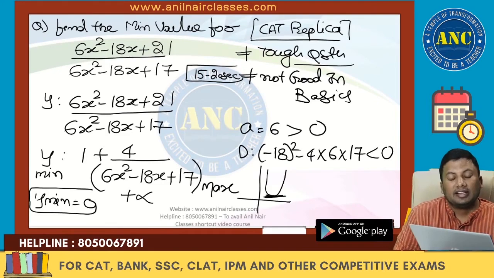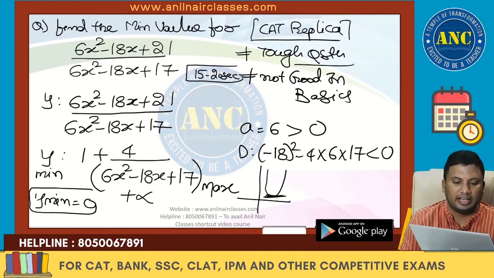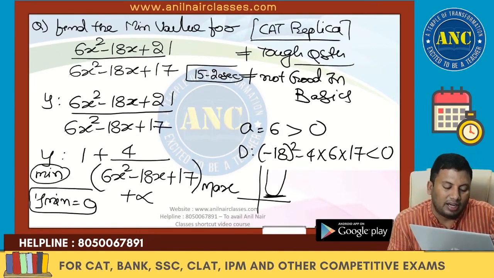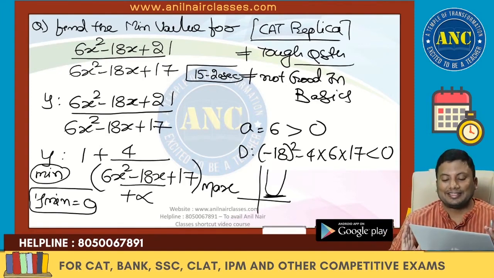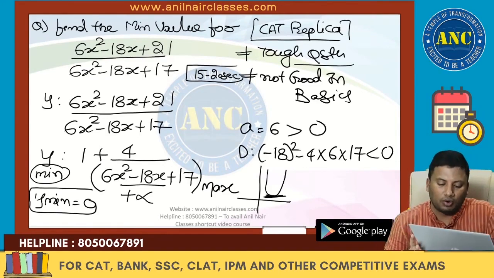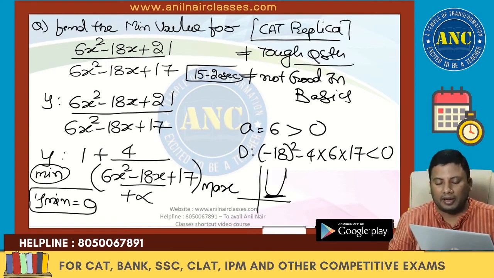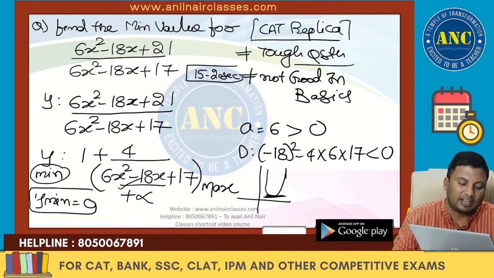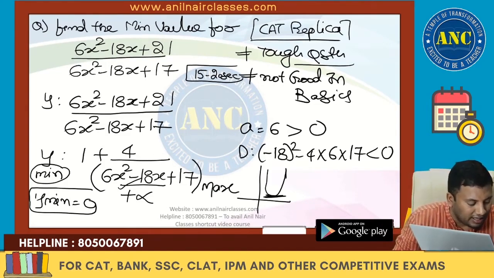Y is (6x² − 18x + 21) by (6x² − 18x + 17). Y is 1 plus 4 by the denominator. For y to be minimum, the denominator should be maximum. a is greater than 0, D is less than 0. The graph is going upwards, which means we cannot determine the maximum value. It is shooting up to plus infinity. 1 by infinity tends to 0. So y minimum will be 0. I hope the idea is clear.